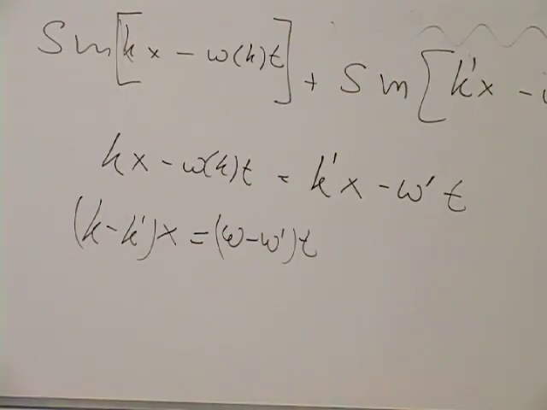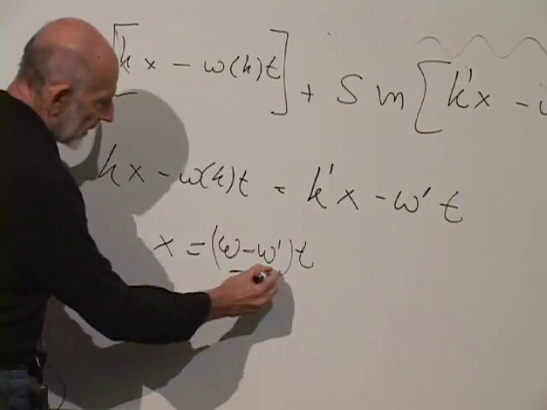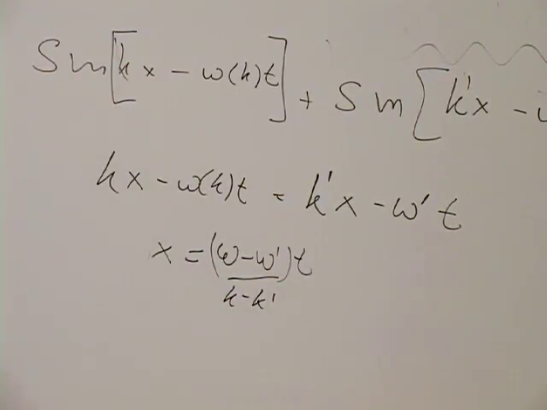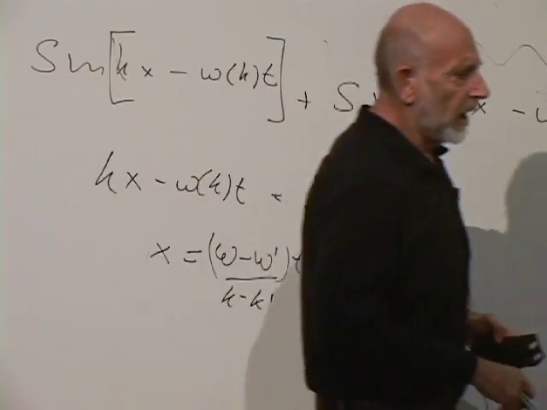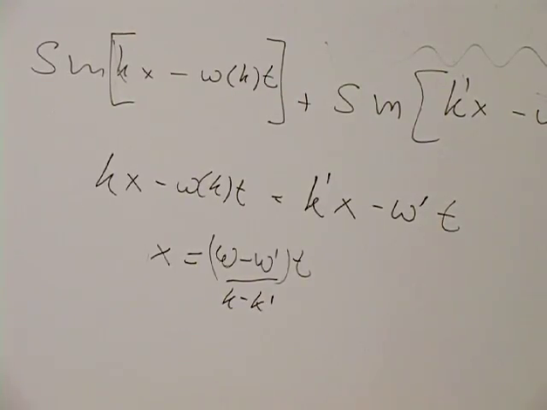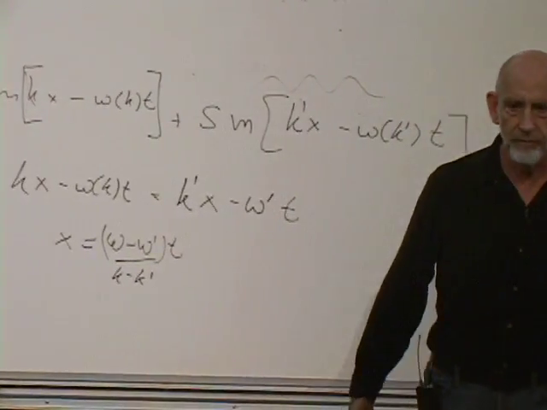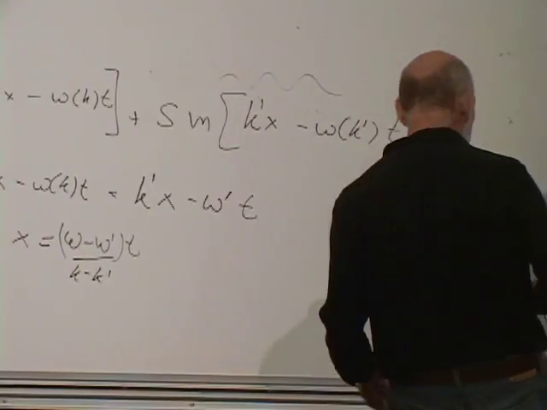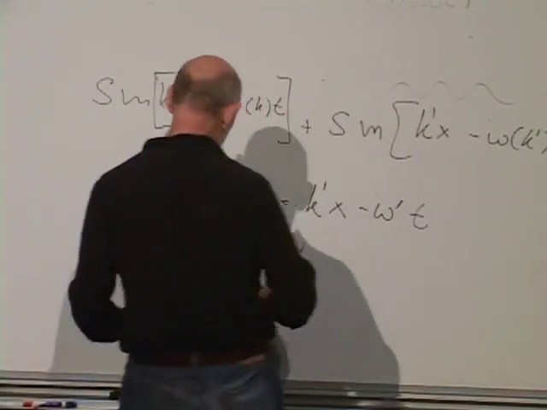Okay, let's just divide it by k minus k prime. And now assume that k and k prime are very close to each other, just for simplicity. Let's imagine they only differ by a very small fractional amount. Then what is omega minus omega prime over k minus k prime? It's the derivative of omega with respect to k, if omega and omega prime are near each other.